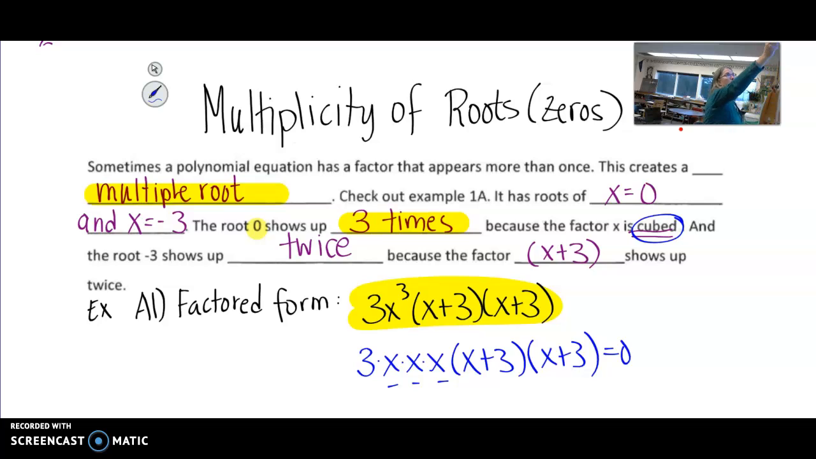The root -3 shows up twice because the factor x plus 3 showed up twice. So if you look at this, we got x plus 3, or x plus 3 squared is another way to write that. That factor shows up 2 times. So it's going to have a multiplicity of 2, which is what we're going to talk about next.